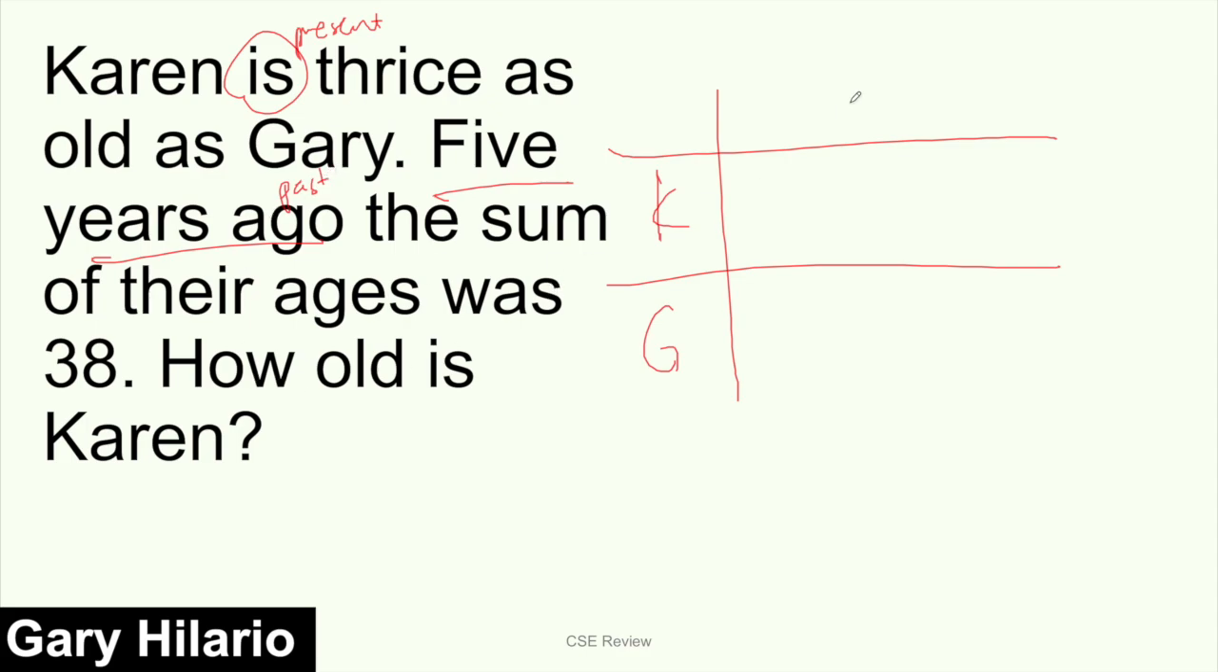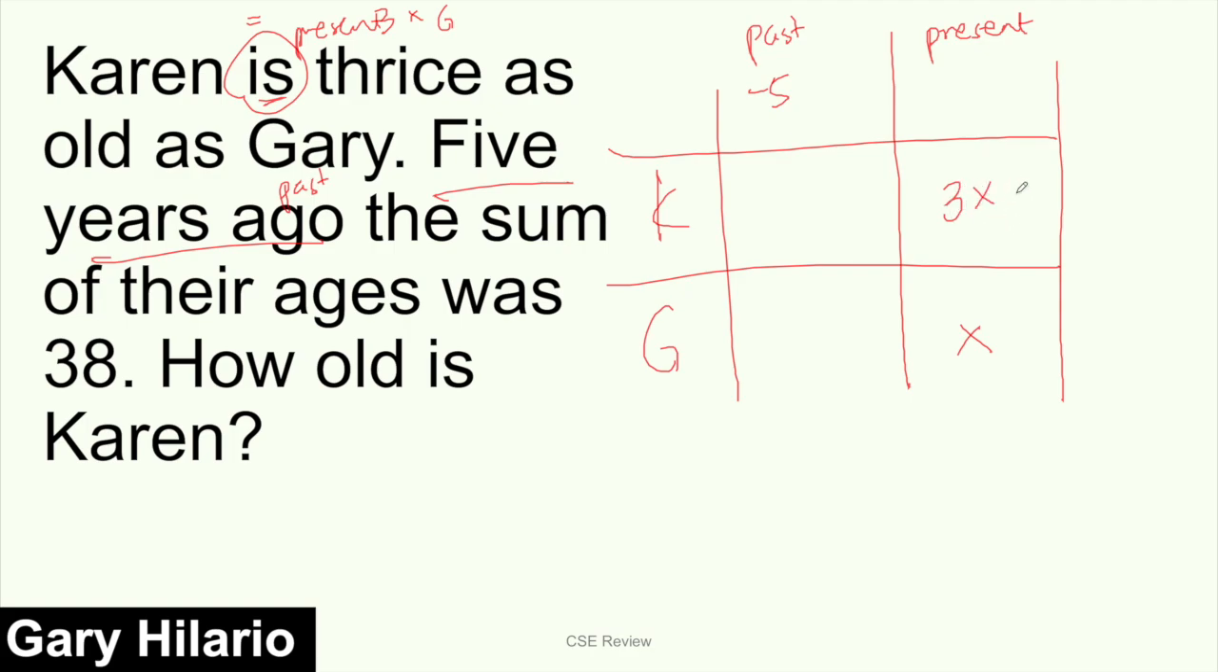Wala naman ang iba. So, ibig sabihin ng dalawa ang ating column. You have the past, which is minus 5, kasi 5 years ago. And then you have your present. Okay? Ngayon, ang sabi, in the present, kung ano daw edad ni Karen is 3 times nung kay Gary. So, equals 3 times nung kay Gary. So, kung si Gary ay x, si Karen magiging 3x. Ayan, 5 years ago, pag pinagsama mo daw yung edad nila, lalabas is 38.